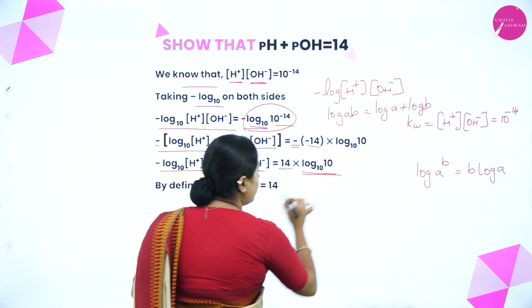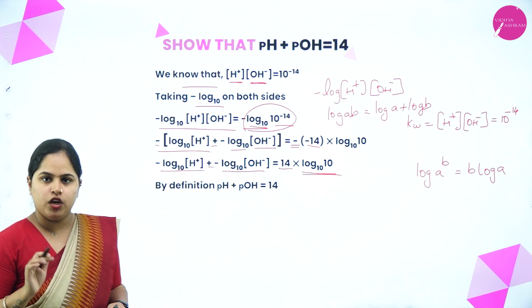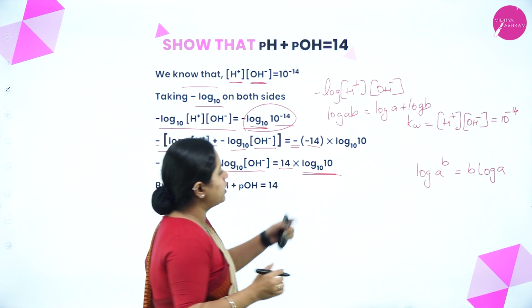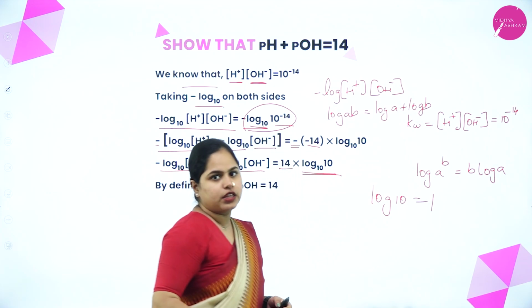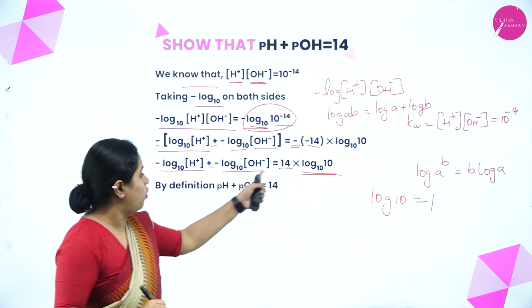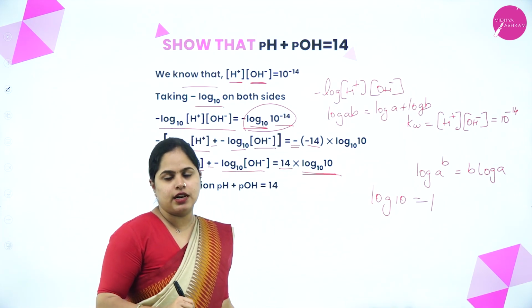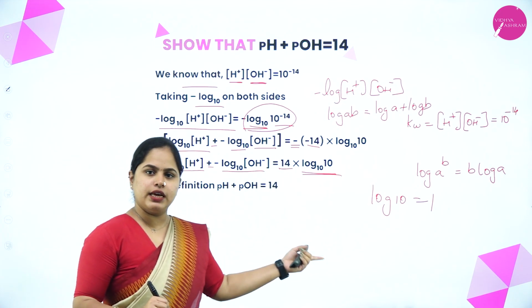14 into log base 10 of 10. Log 10, right? So what is log 10 value? The value of log 10 is equal to 1. The value of log 10 is 1. So 14 into 1 is what? 14 itself. Now, this part is clear, that is 14.